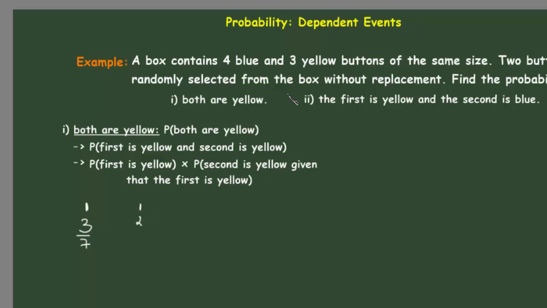So our second button will be picked out of the 2 yellow buttons remaining, in a total of 6 buttons remaining in the box, and then we're going to multiply that together because we need to have the first one yellow and the second one yellow. That gives us 2 over 7 times 6. You can see the 6s cancel out, and the final result is going to be 1/7. And that's the probability of having both buttons yellow.